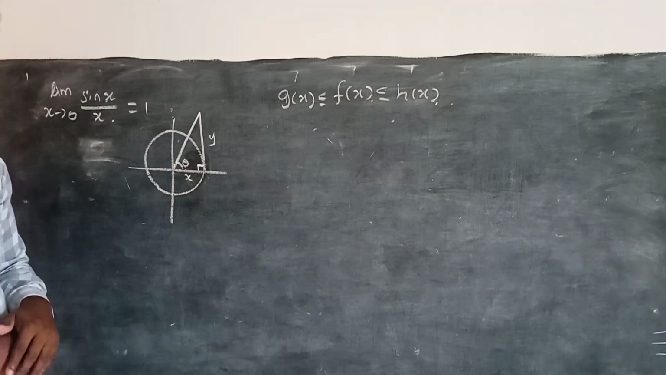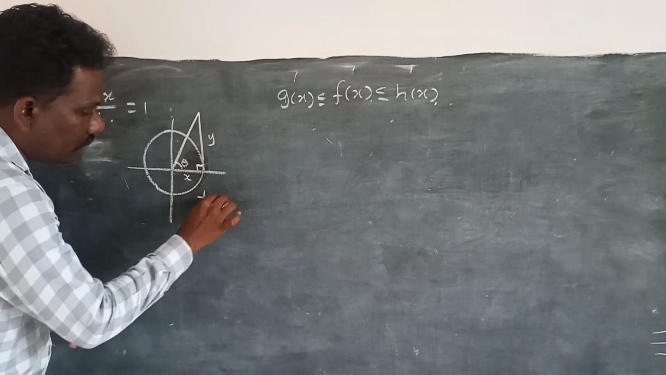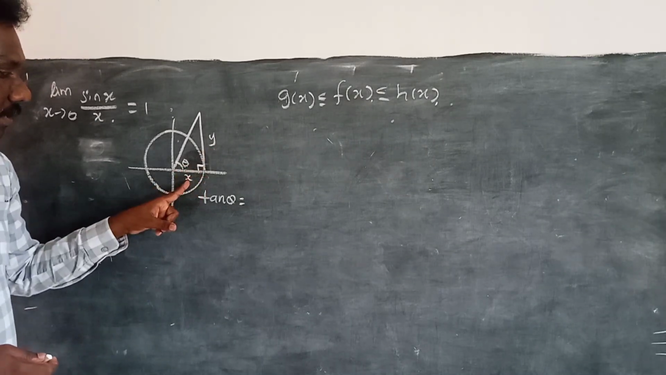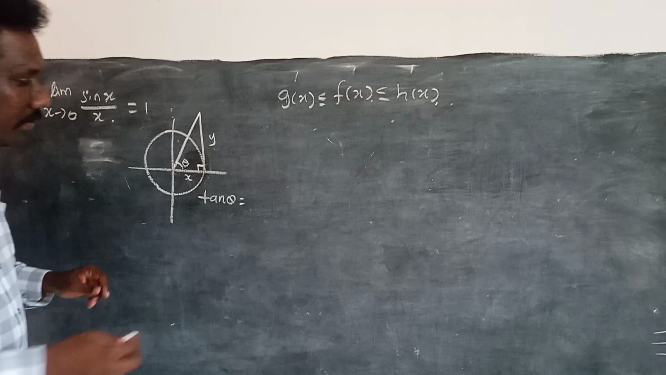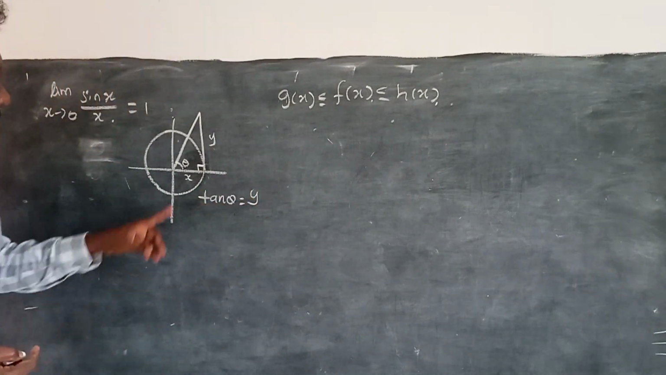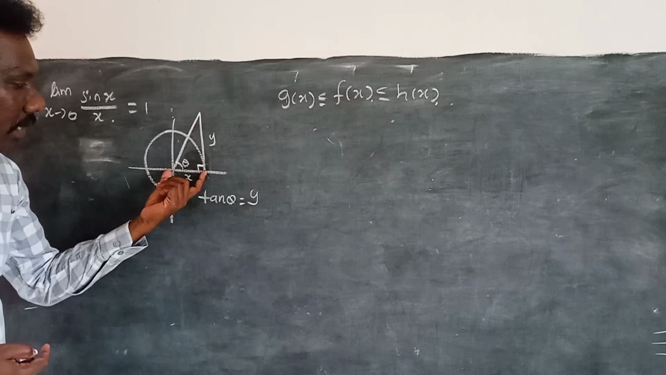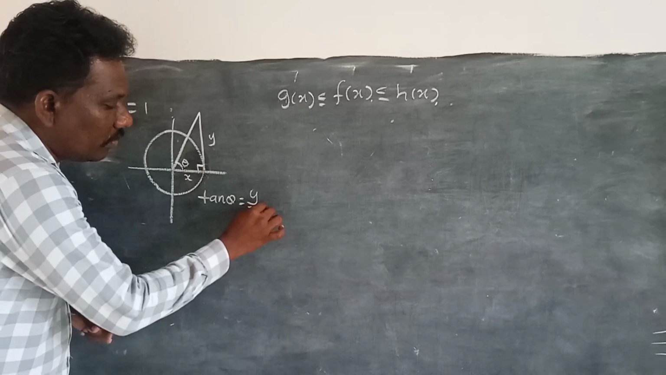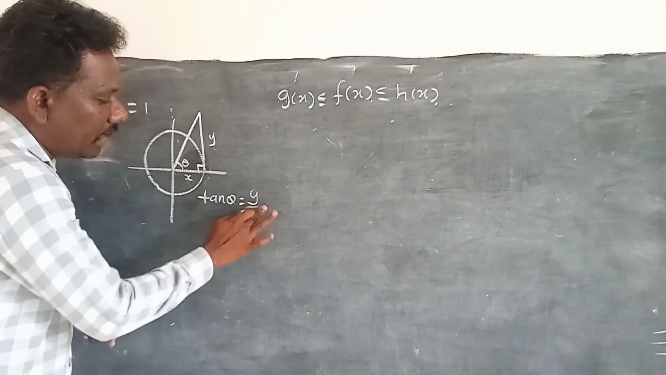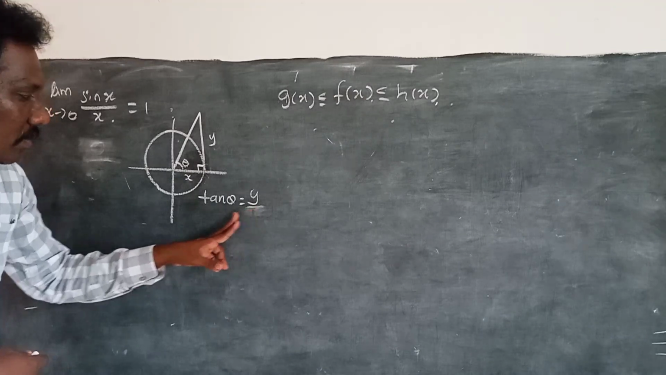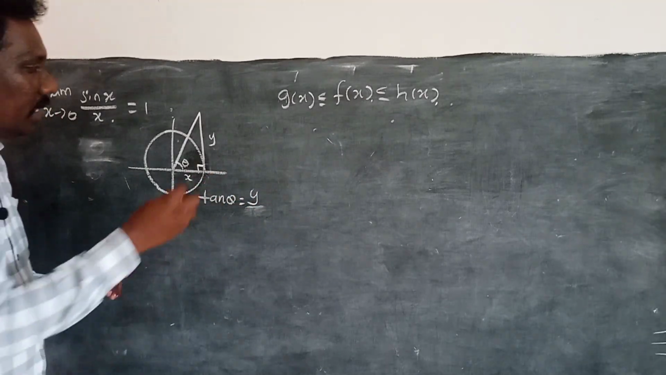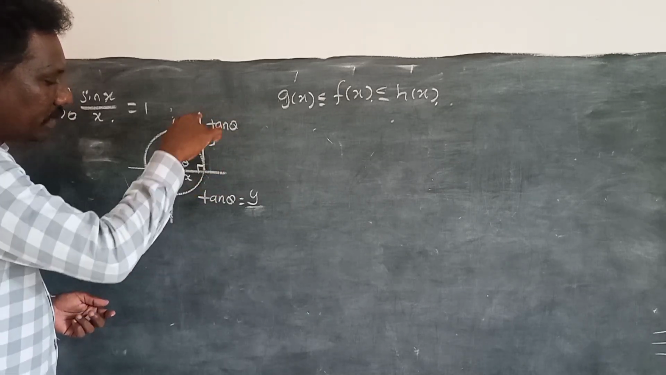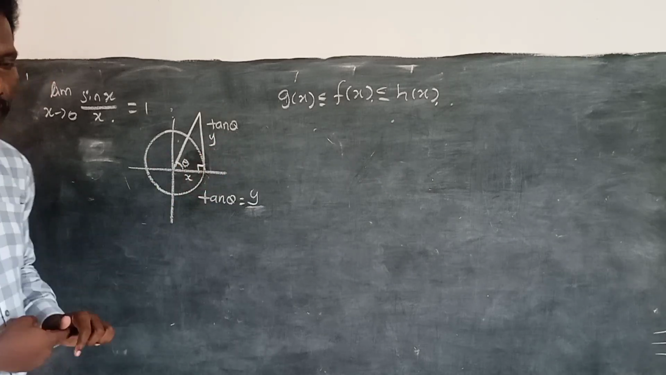Now I need to know the ratio of tan theta. What is tan theta? The ratio of tan theta is opposite by adjacent. What is my opposite here? My opposite is y. My adjacent is x. It is a 1 unit circle and the radius is 1, so x is replaced with 1. Since it is going to be 1 in the denominator, I need not write it. So I have got y. What is my y? Y here is tan theta. So this side of the triangle is tan theta.